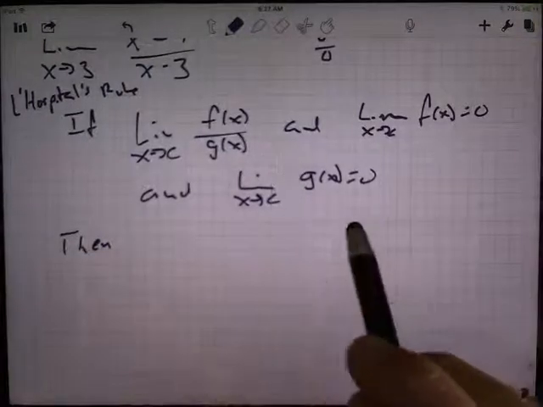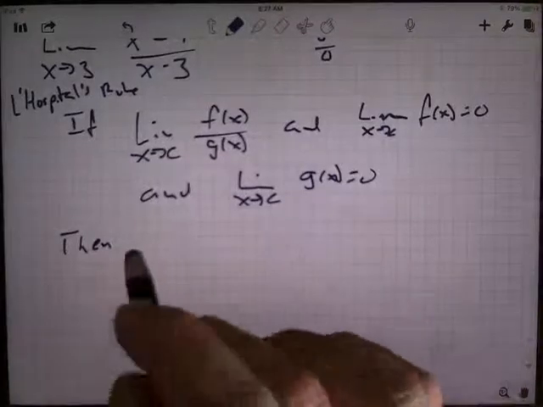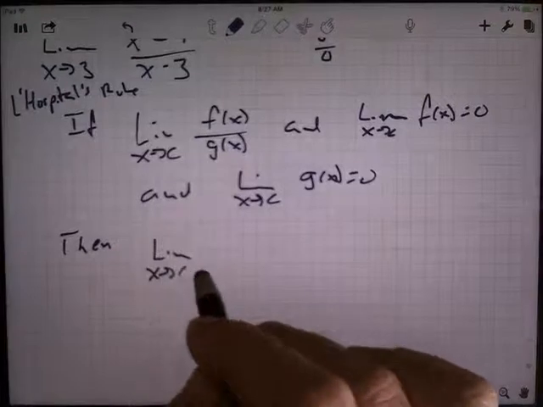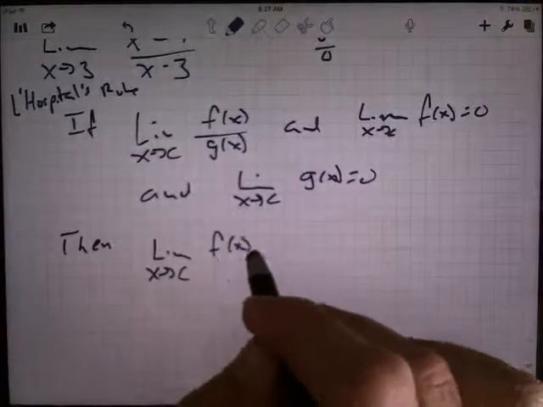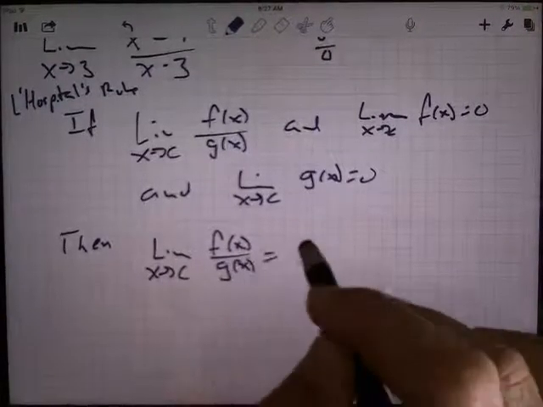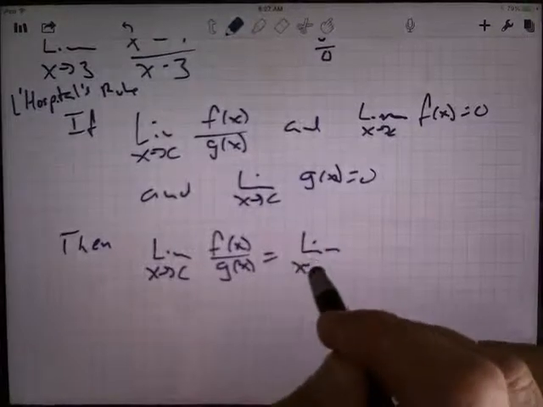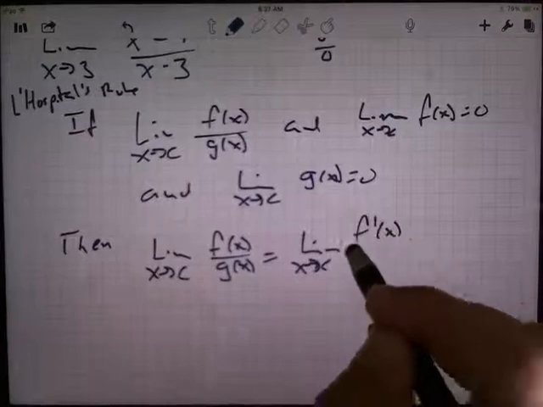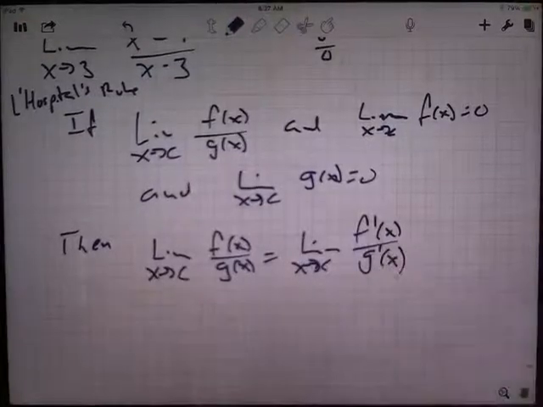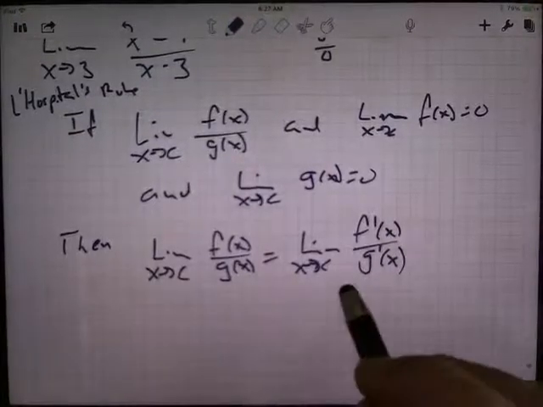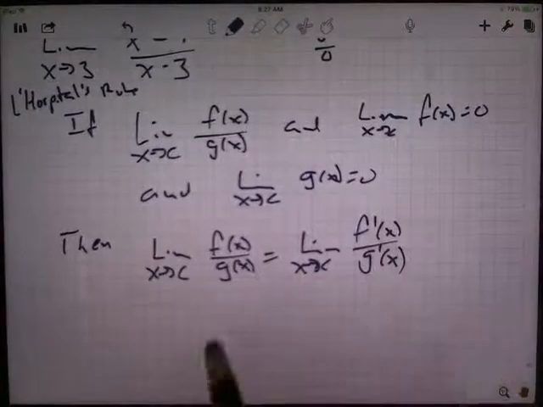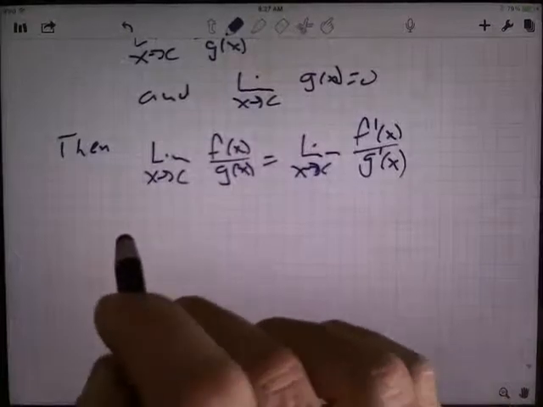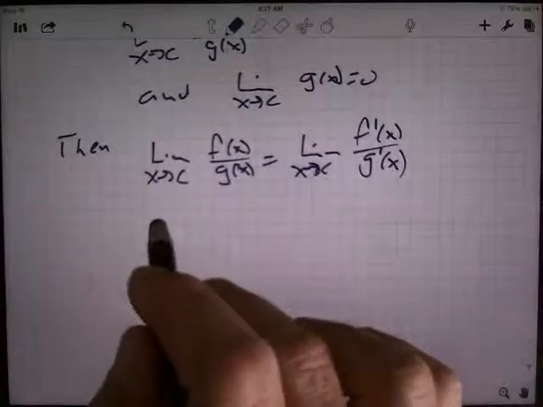So if you're in a 0 over 0 situation when you're taking a limit, then what we can do is this: the limit as x goes to c of f of x divided by g of x is equal to the limit as x goes to c of f prime of x divided by g prime of x. So I'm looking at the ratio of the slopes rather than the ratio of the y values. And let me give you an argument as to why that might even be true.